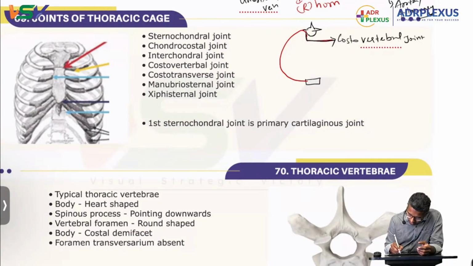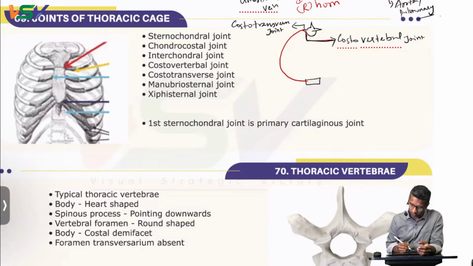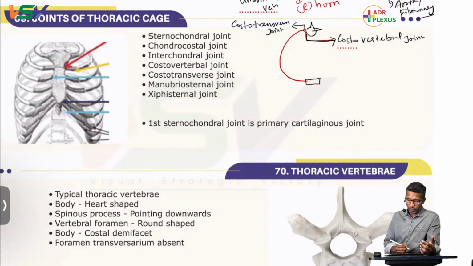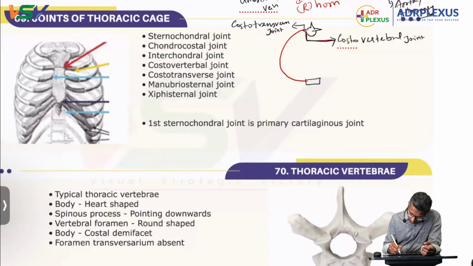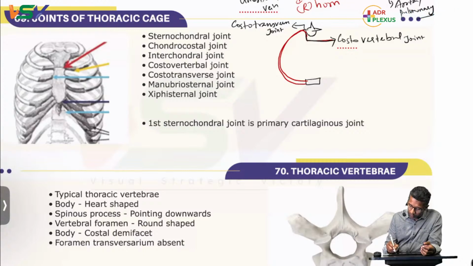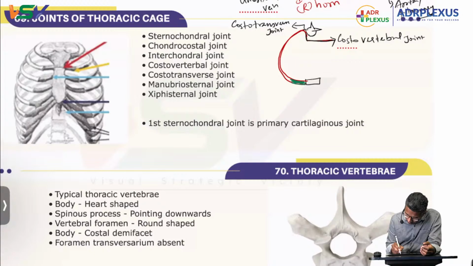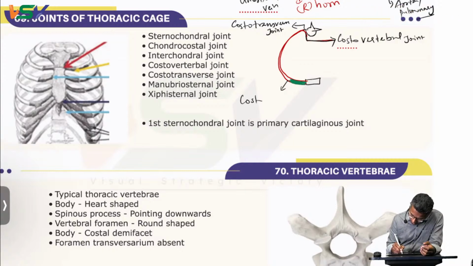The rib articulates with the transverse process, which is called the costotransverse joint. Now, when the rib comes anteriorly, a part of the rib is cartilaginous in nature. So the bone and the cartilage join in this portion to form the costochondral joint.